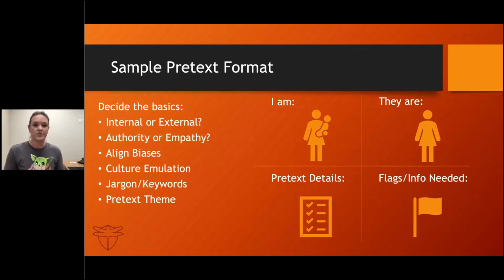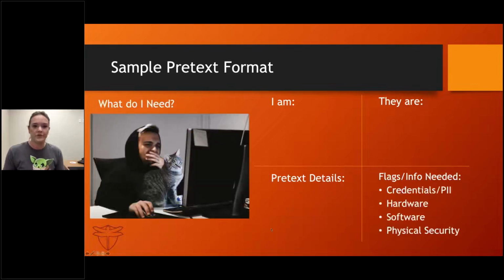And then make sure you make a list, if you have to, of keywords and jargon, and come up with your pretext theme. So I use a Foursquare to do this, and I put all the things that I need in the bottom right corner. What are my goals? What's the information I need?